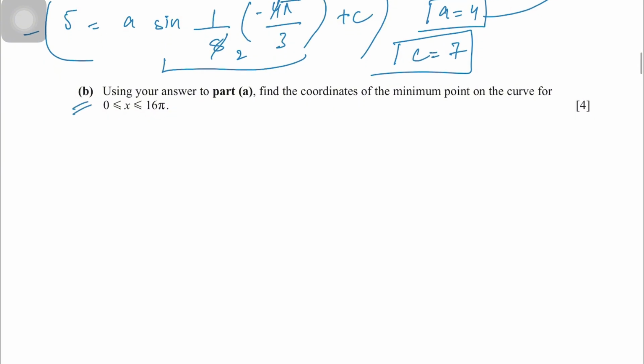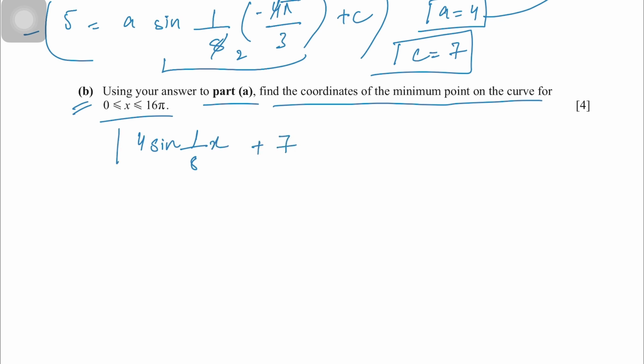So these are our answers. Now moving on to part B, we have: using your answers to part A, find the coordinates of the minimum point on the curve for 0 to 16 pi. We need the maximum and the minimum point. Sorry, only the minimum point. So we have our A as 4, so this would be 4 sine, B as 1 over 8, so this would be 1 over 8x, and then our C as 7. So this is our equation.